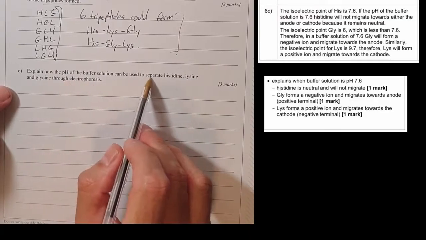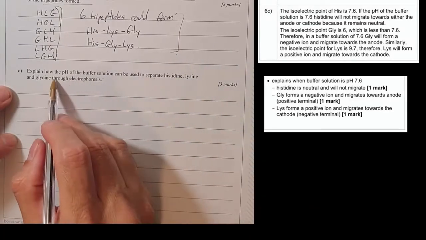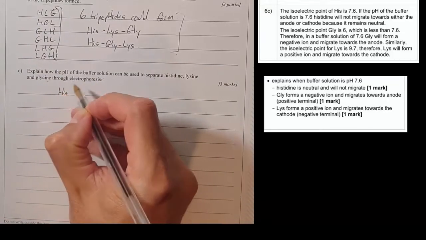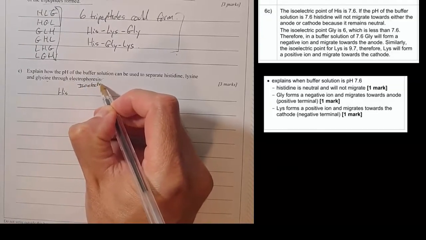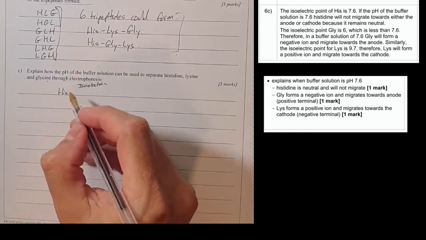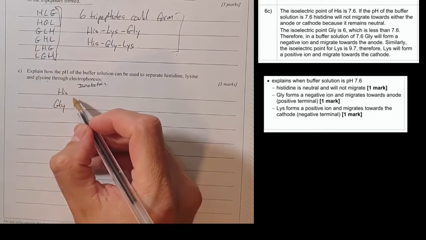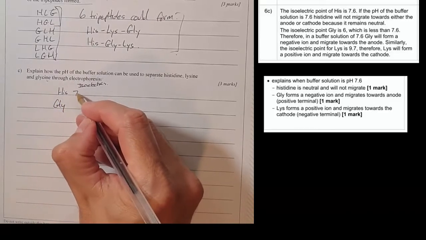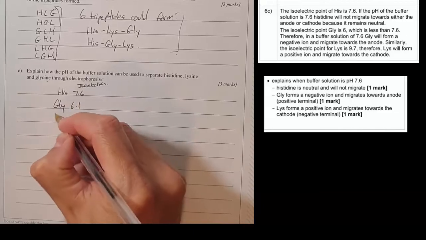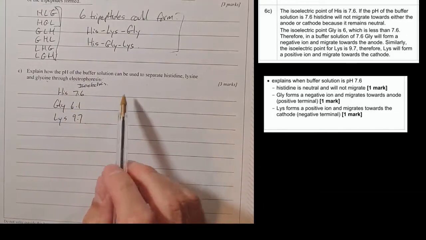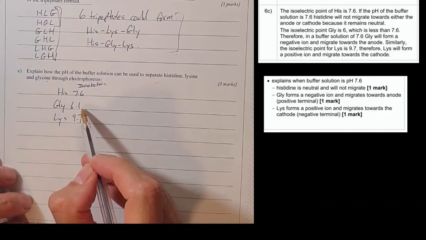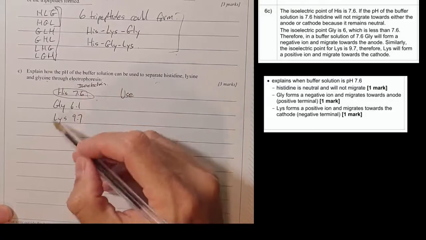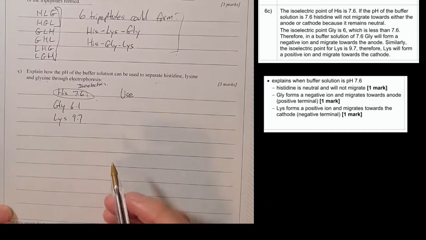All right, something a little bit more reasonable. We've got some electrophoresis going on. How could you separate them? So go to your data booklet, isoelectric points for histidine, glycine. So you just have to look those ones up. So histidine 7.6, glycine 6.1, lysine 9.7. So if you're trying to separate them, this one's in the middle. All right. So you can get these other ones to go positive or negative and go in opposite directions.